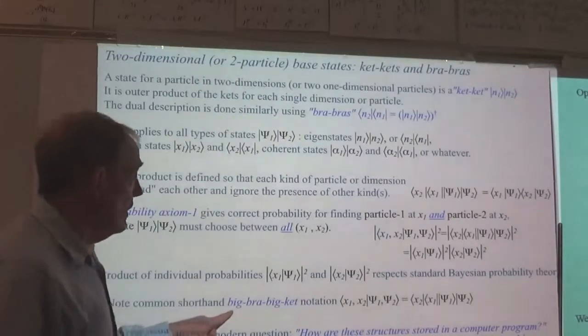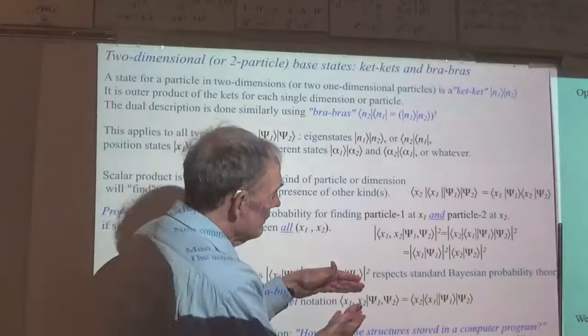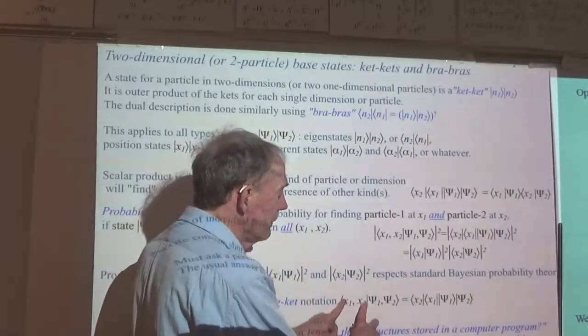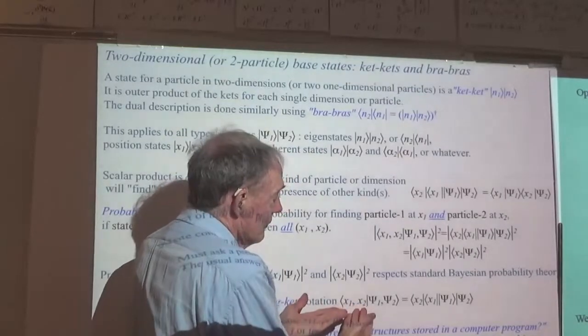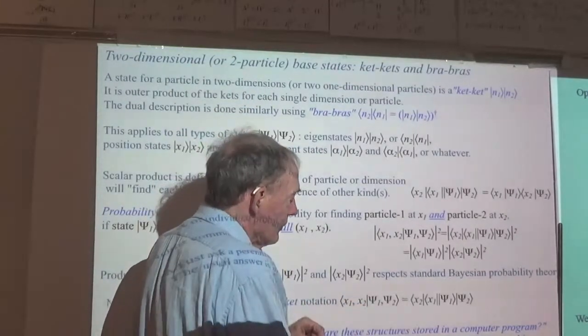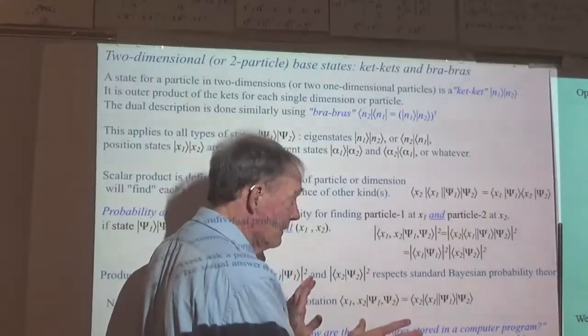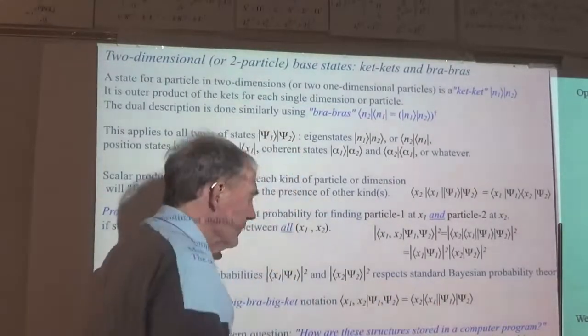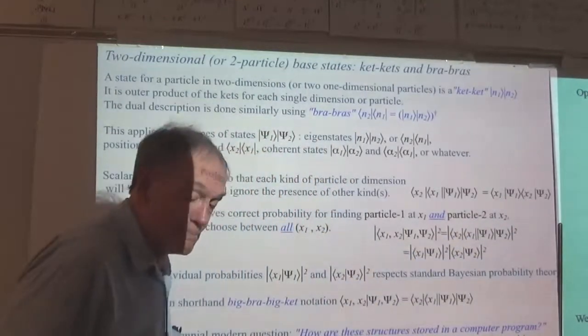Now, a common shorthand I call big bra, big ket. Okay, just show one ket with a comma in it indicating the dimensions, if I was talking about coordinates, but other things can be there too. And then the states themselves, definitely I write that way. And then of course they've got to go through and find each other to make a product.